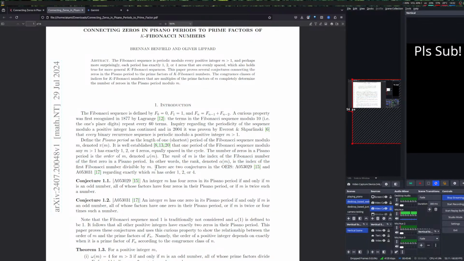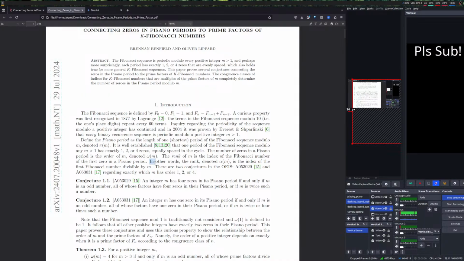Okay. So we have order is going to be the number of zeros, and the rank is going to be where the first zero appears, sort of the index. If your Fibonacci number is f sub n, then that n, where the first zero appears, that's your rank.